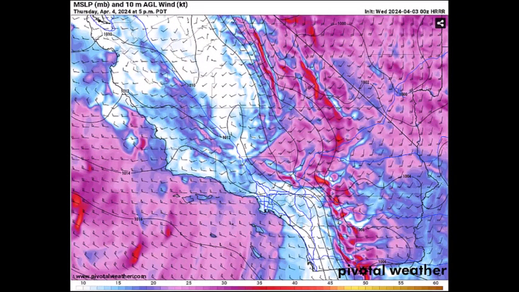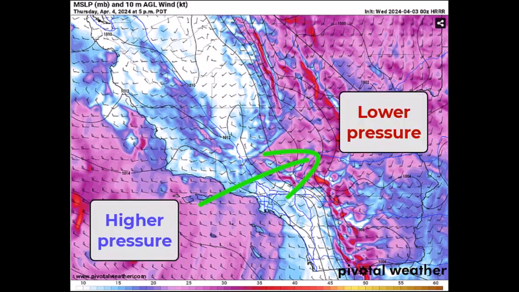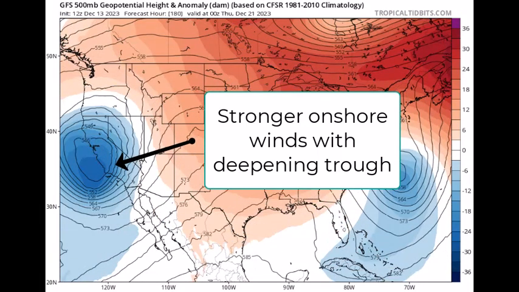Winds are considered onshore when air moves from the ocean towards the land, meaning that there is higher pressure over the Pacific than over land. This is the typical wind regime during most of the year in California, as typically there is high pressure over the cold ocean and lower pressure over the warmer land. Onshore winds tend to strengthen when a trough of low pressure deepens over California.